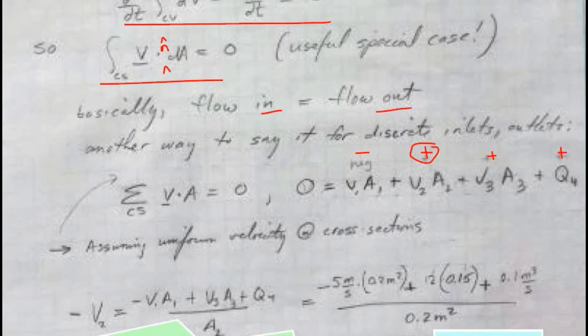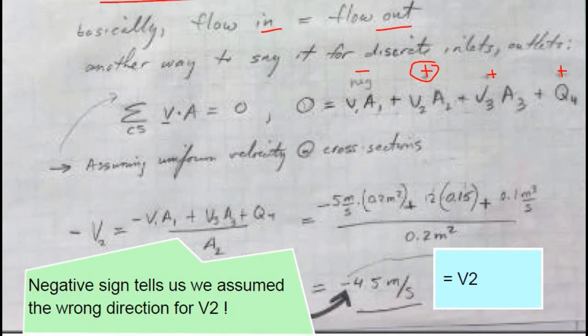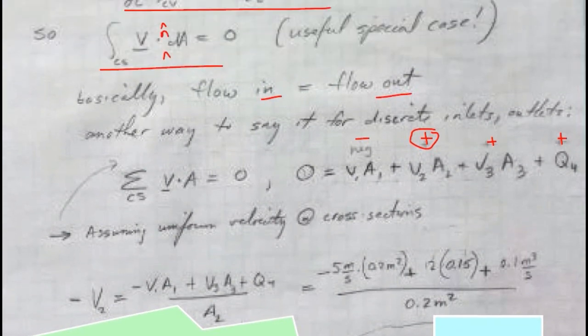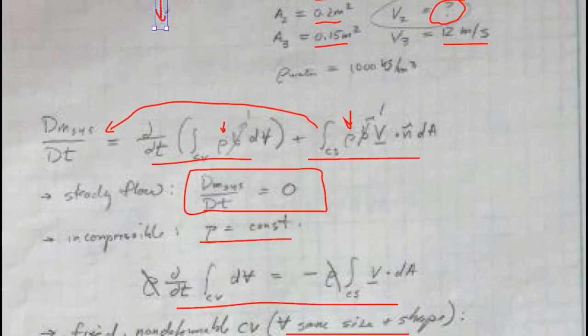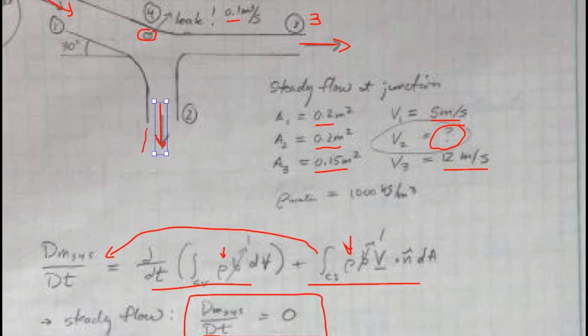Keep that in mind. So if we solve it and do the algebra, plugging in the numbers from the top, we will see that we do in fact get a negative 4.5 meters per second, which tells us that we assumed the wrong direction for V2. So that's no big deal. We just have to go back up and say, oh, it's not flowing out, it's flowing in. So this leak is causing this flow to go the opposite way, or it was intended to go that way and we just didn't know it. Either way, we figured it out, and that's it.